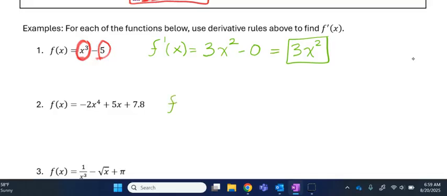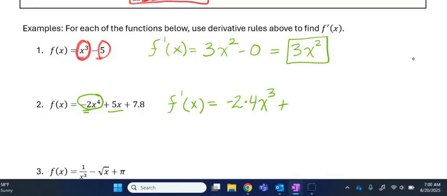Again, we're going to be looking at individual terms. The first one here, notice that we have a constant multiple out front of -2. So we're going to apply the power rule to the x to the 4th, but that -2 is already there as a multiplier. So the -2 will just kind of hang out. And now when I use the power rule on x to the 4th, the 4 will come down and reduce the power by 1.